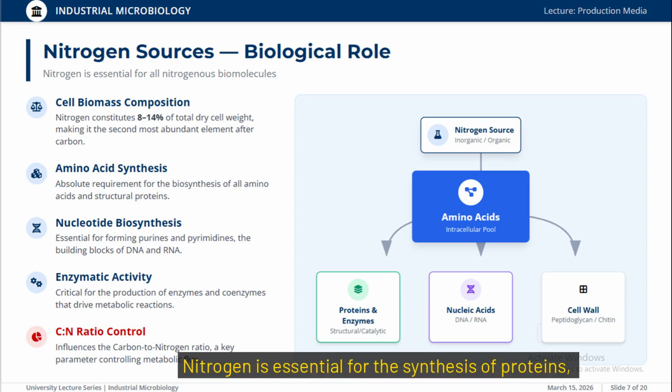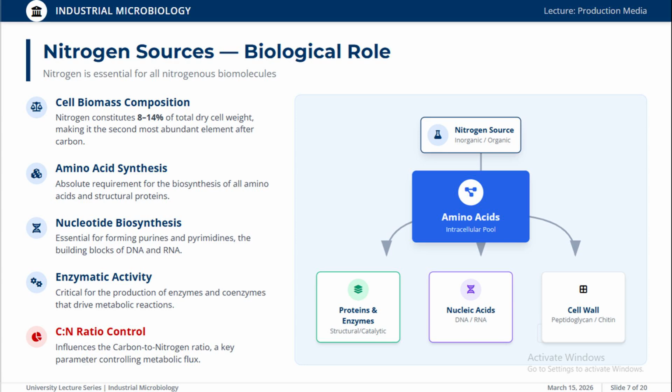Nitrogen is essential for the synthesis of proteins, nucleic acids, amino sugars, coenzymes, and other cellular constituents. Nitrogen sources in industrial media may be inorganic or organic. Inorganic sources include ammonium salts such as ammonium sulfate, ammonium chloride, ammonium nitrate, and ammonia. Organic nitrogen sources include peptone, yeast extract, corn steep liquor, soybean meal, casein hydrolysate, urea, fish meal, and distillers solubles.